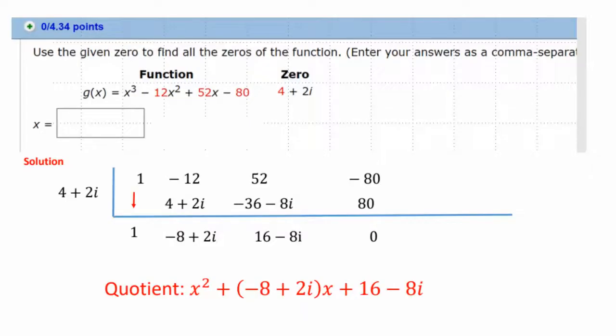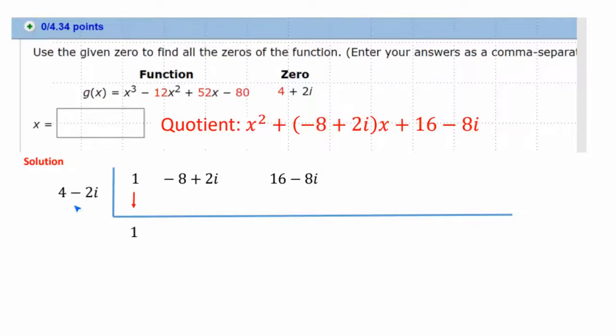But what we could use is we can use the synthetic division again. But this time, I'm going to use the conjugate of 4 plus 2i. I'm going to use 4 minus 2i. So here's my coefficients. Bring down the 1, multiply times 4 minus 2i. So negative 8 plus 4 is negative 4. My i's cancel. And then multiply again. So we get negative 16 plus 8i. So we get a 0.